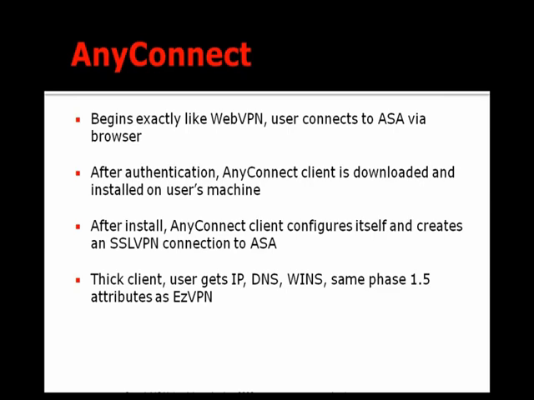So the big difference here is that not only is it client-based, but once you connect, you're getting some attributes similar to EasyVPN's Phase 1.5, where a user is getting an IP address that's routable on the corporate network. They're getting DNS settings, maybe they're getting WINS settings. So at this point, the firewall isn't proxying between the user's machine and the corporate resource, because there's a client involved, and it's given an IP address that's routable, and the user directly connects to these end services without being proxied through the firewall.